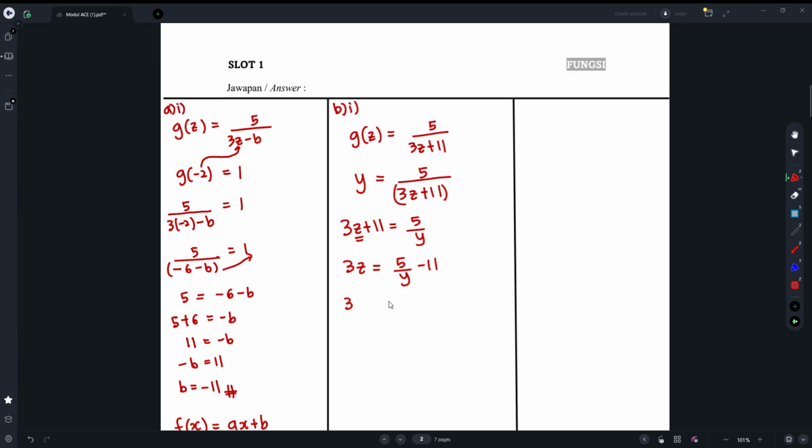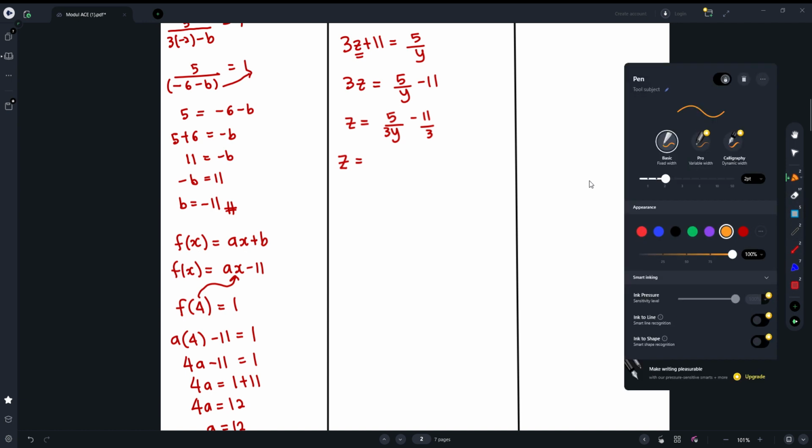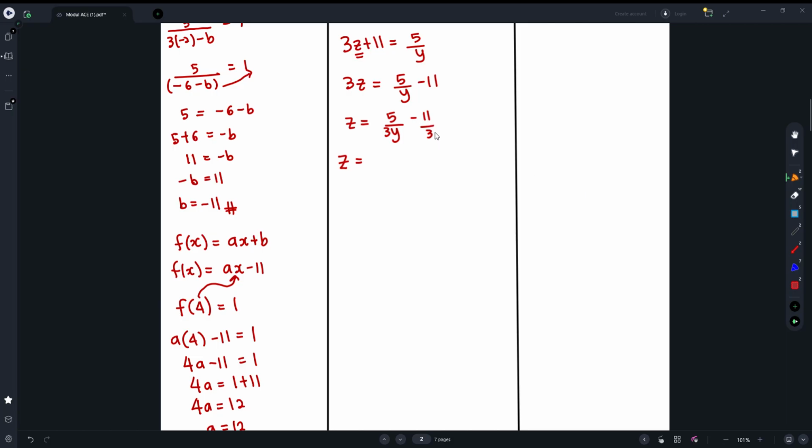And we can finally conclude that z is equal to 5 over y minus 11, divided by 3. As you can observe here, this is actually two different terms, so we are required to make it a single term. How to make it a single term is very simple. We just need to multiply to make the denominator the same. So multiply by y here, multiply by y here.